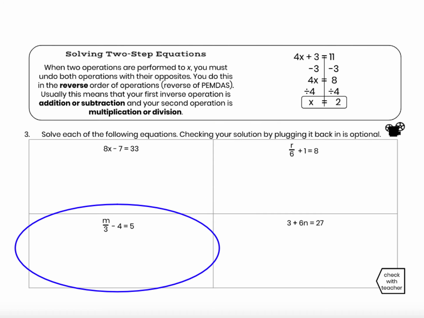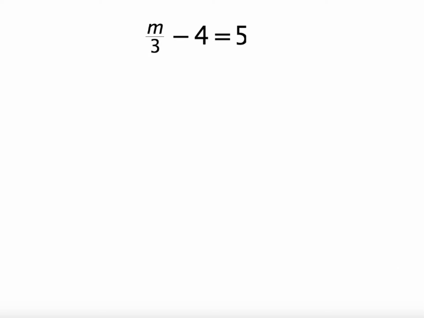Next example, m divided by 3 minus 4 equals 5. What is being done to my variable? I'm dividing by 3. So my inverse operation is going to be multiplication. I am subtracting 4. So my other inverse operation is going to be addition.